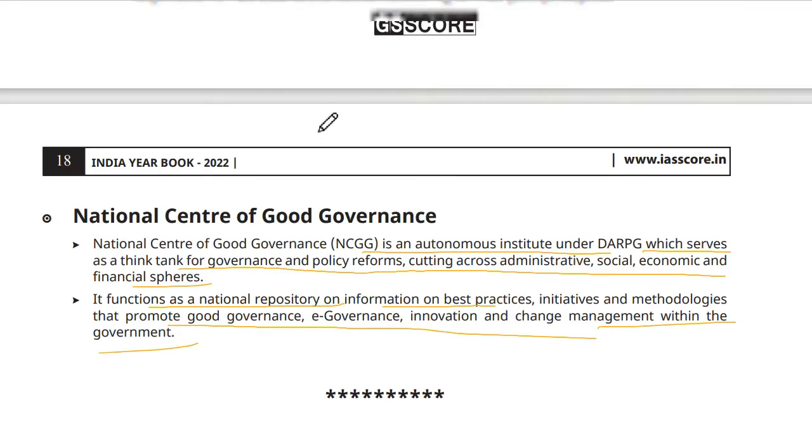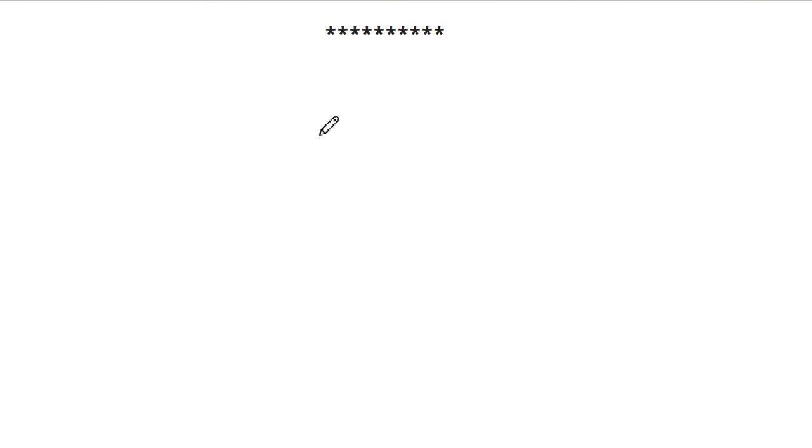This was the third topic, polity, from the India Yearbook summary.